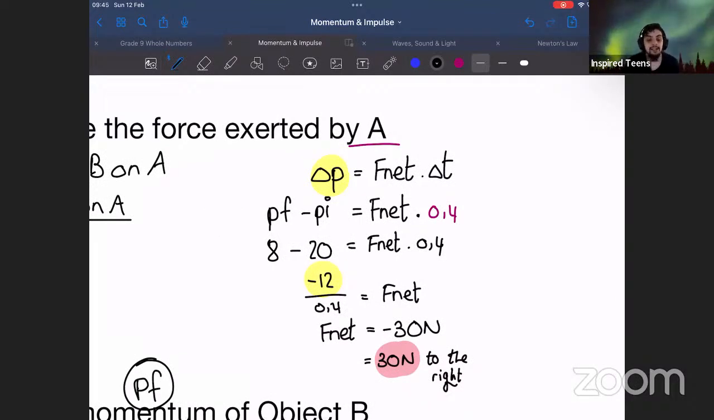Again, remember, it didn't matter because they have the exact same impulse. So we could use the impulse for object A and calculate the force. It would be the same answer.